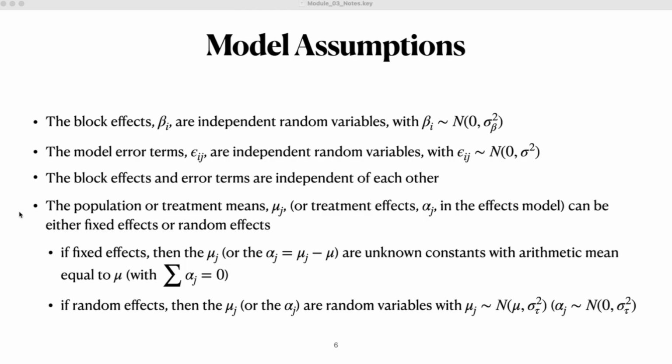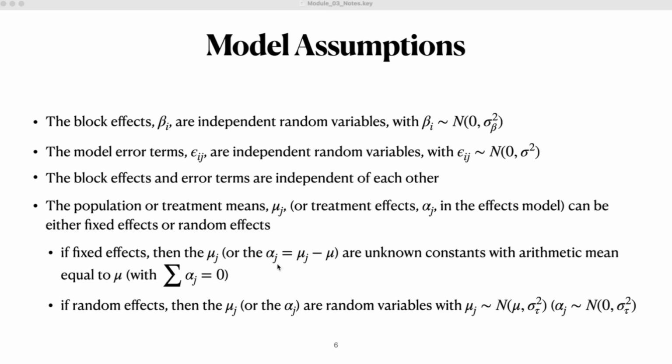Now, the population or treatment means, mu sub j, or if we're working with an effects model, the treatment effects, the alpha sub j's, can be either fixed effects or random effects, as was the case for the completely randomized design. So first, if they are considered to be fixed effects, which I think in most situations they would be, then the mu sub j's are unknown constants with arithmetic mean equal to this overall treatment mean mu, right, which we had in the effects model.